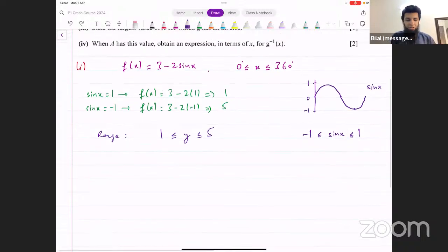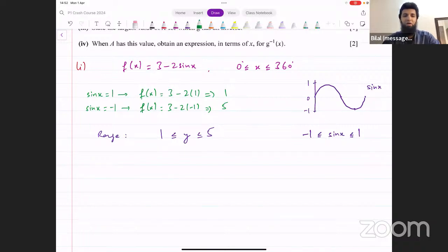So when sine x equals 1, that gives you the minimum value, right? Because we have a negative sign here, that's giving us the minimum value. And when sine of x is equal to -1, that gives us the maximum value of this function. All you have to do is put sine x equals 1 once, and then input sine x equal to -1. The values that you get, one of them will be maximum and the other will be minimum. All right, that's the range.